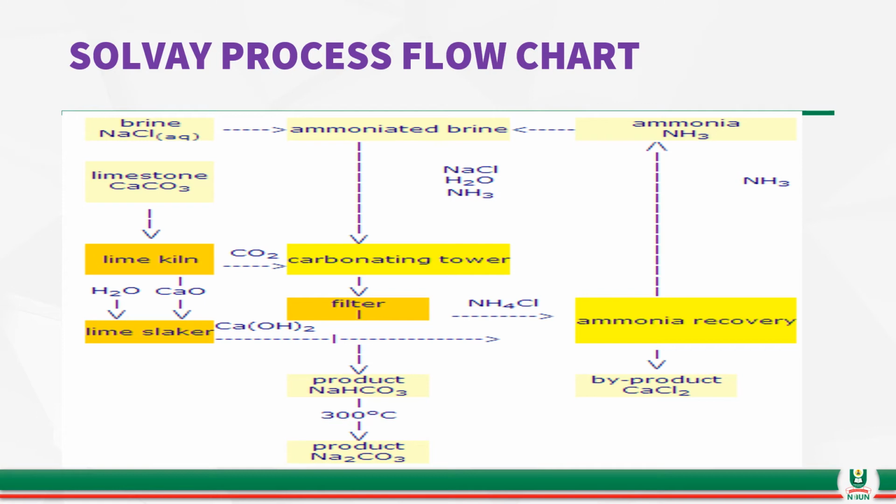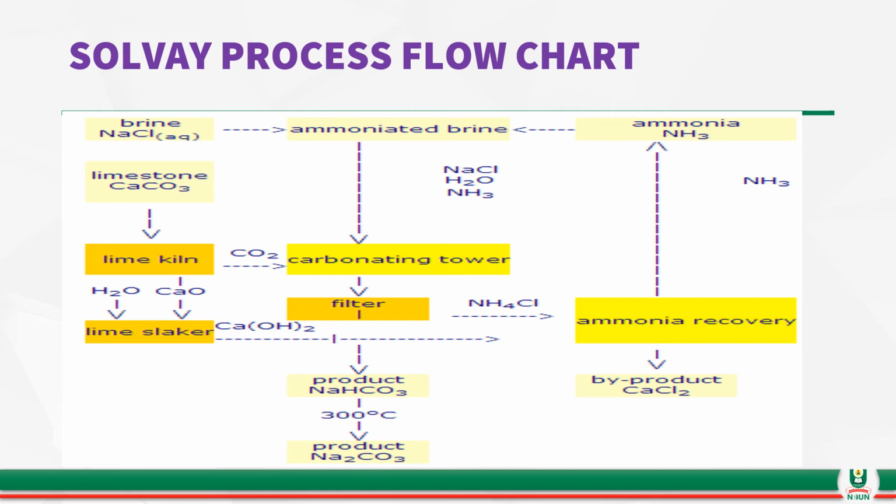Now, having purified the brine, remember our second step? Yes, the second step has to do with ammoniation of the brine. What does this involve? The brine which has been purified, ammonia gas is absorbed into it to form ammoniated brine. Now, this ammoniated brine contains 3 components, which are sodium chloride, water, and ammonia. And remember too that ammonia is very soluble in water, so the absorption will be complete.